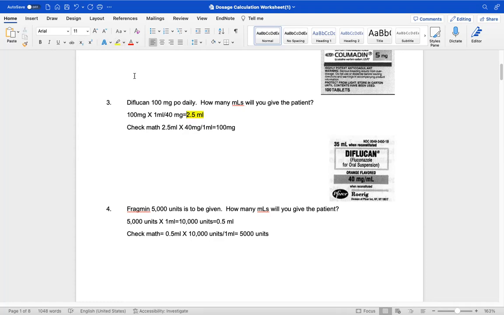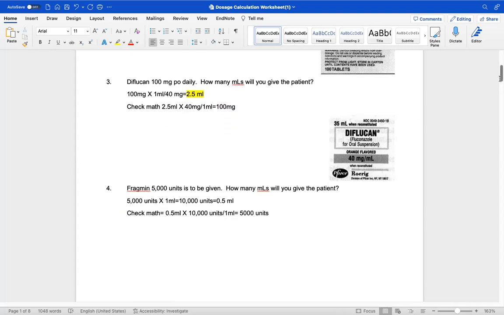In order to back check your math, you're going to take the answer that we just got, that 2.5 mLs, and we're going to plug it back into the dose on hand. So we have 40 milligrams per 1 mL. Your mL here, your mL here cancel out, leaving you the milligrams. So if you take 2.5 times 40, that gives us the 100 milligrams, which matches our ordered dose up here.